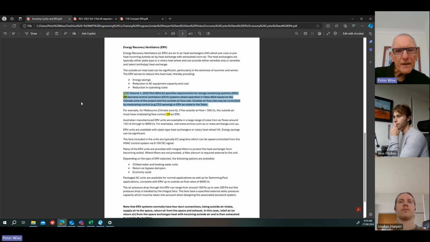But we have got a bit more sophisticated since those days, and now with ERVs, you can get the benefit of the heat exchange, but with CO2 control, as I said, that's been around for quite a long time, but it's now being used more widely. It looks at the carbon dioxide concentration in the space and compares it with the carbon dioxide concentration outside.